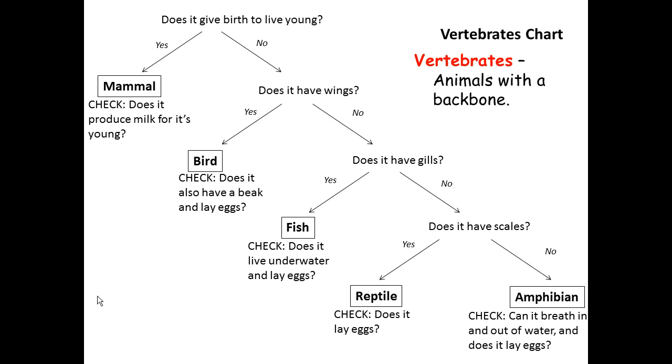And then, does it have scales? If the answer is yes, it's a reptile, because we said that they have scaly skin. And if the answer is no, they are amphibians. So using this chart, you can put all animals in groups, in the right order, answering this question, making a decision at each question.